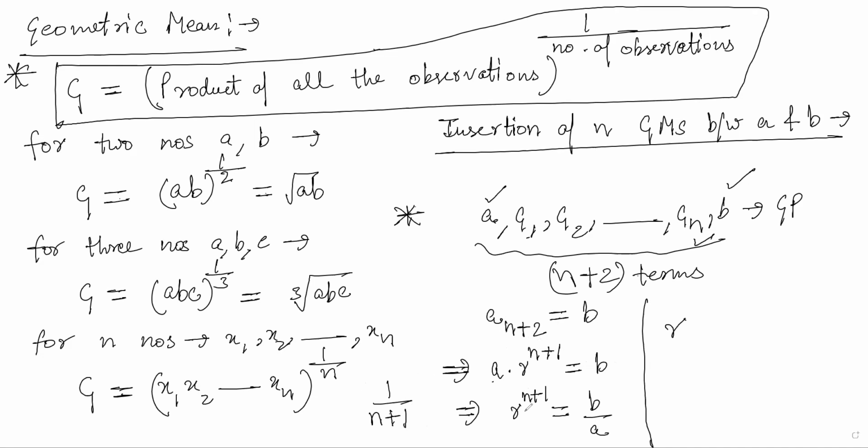अगर आप 1 upon n plus 1 पावर दोनों साइड लेते हो तो देखो यहाँ का n plus 1 कैंसल आउट हो जाएगा n plus 1 के साथ. So you'll be left with r is equals to b by a to the whole power 1 upon n plus 1.